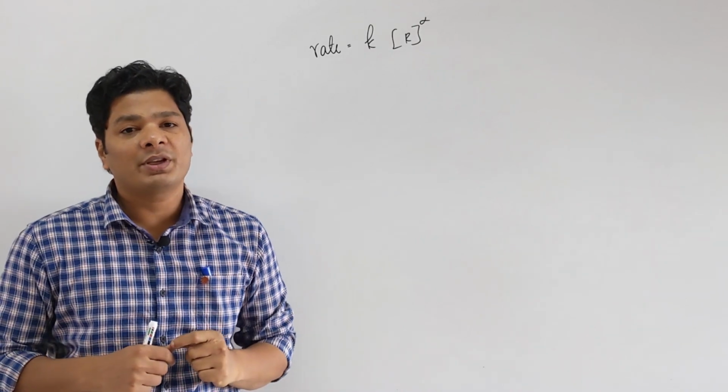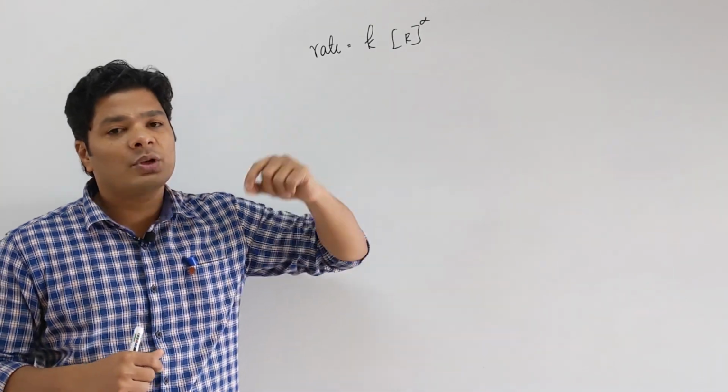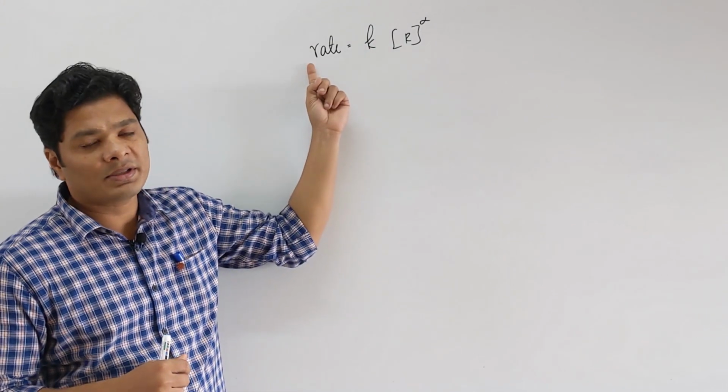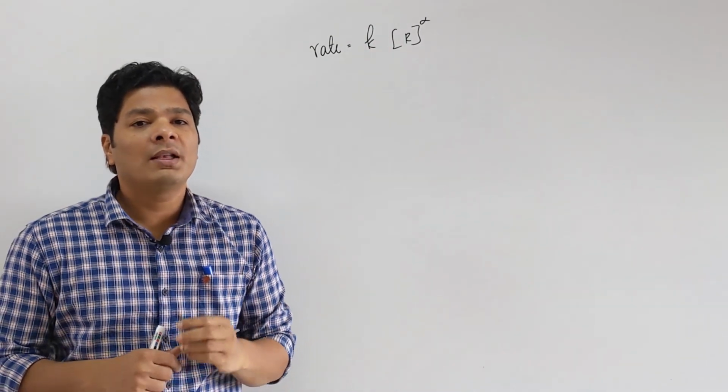Now, how can we increase K? You increase the temperature. K is dependent on temperature. So, if you increase the temperature, K increases, hence the rate increases. Now, this has to come to the temperature coefficient.